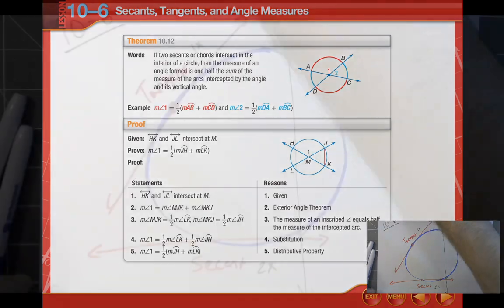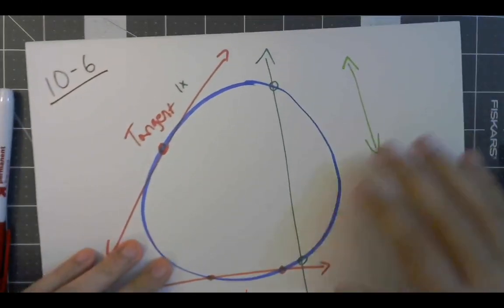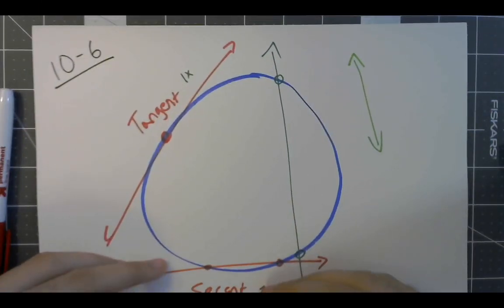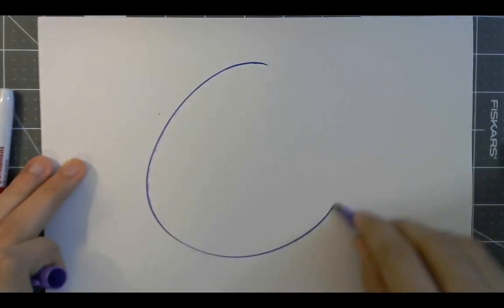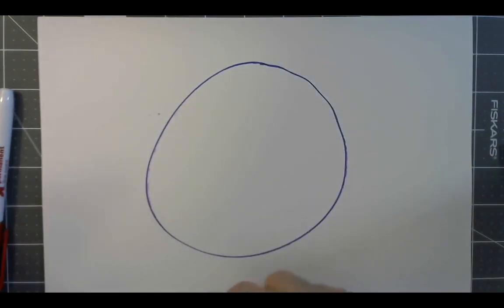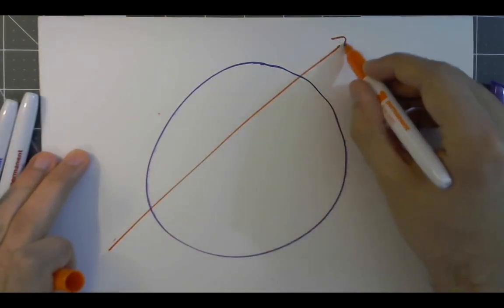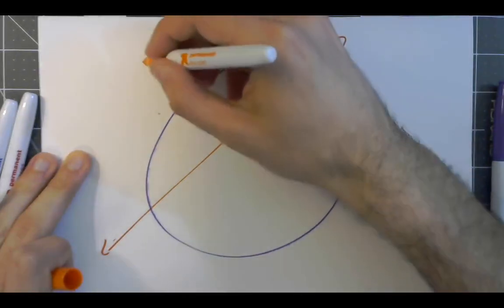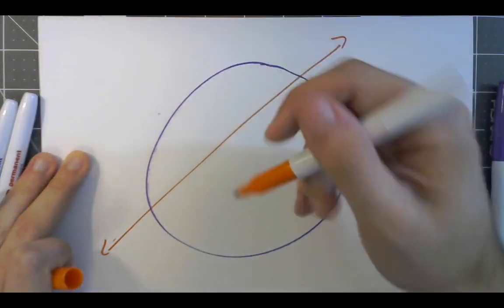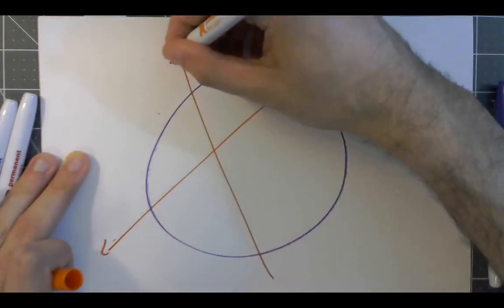So let's take a deeper dive. What this is saying is if I have any kind of secant, I have a circle and 2 lines cutting through. Let's do them in orange. We'll say one right here, and let's say one right here.